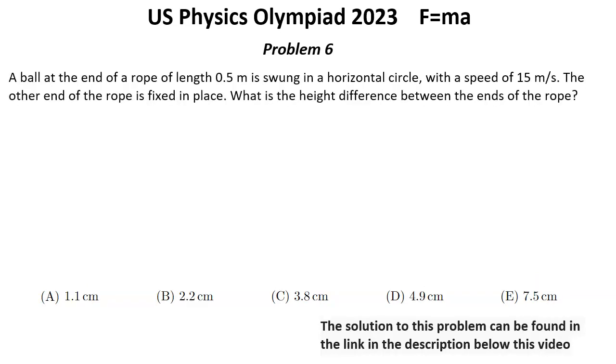Problem number 6. A ball at the end of a rope of length 0.5 meters is swung in a horizontal circle with a speed of 15 meters per second. The other end of the rope is fixed in place. What is the height difference between the ends of the rope?